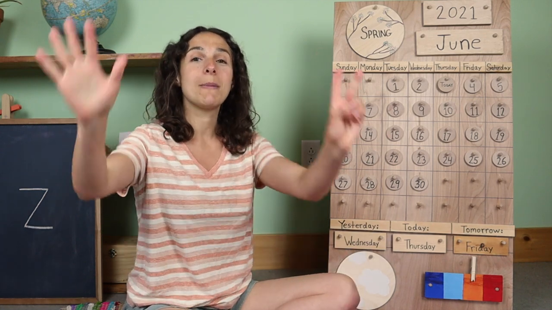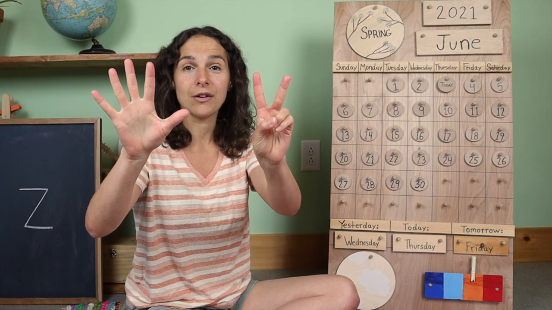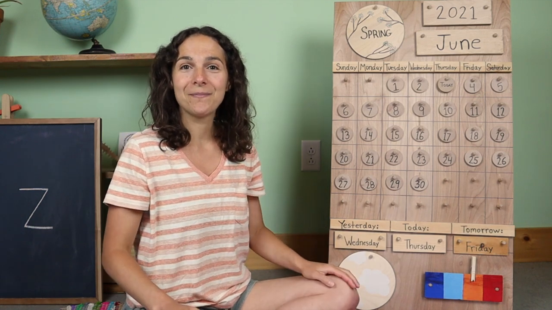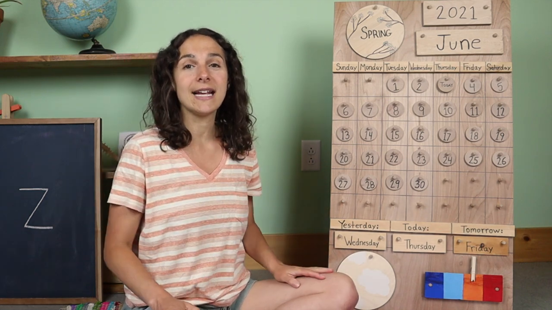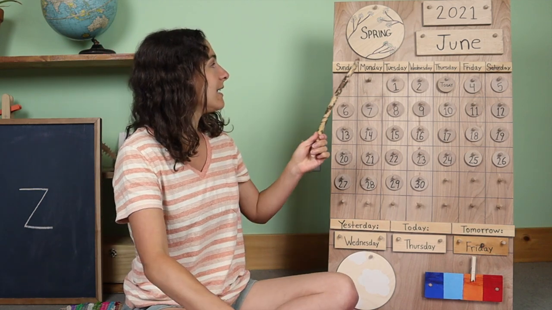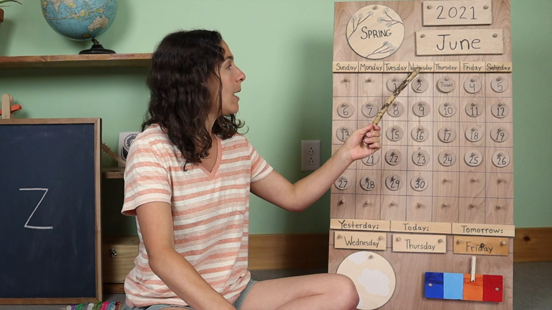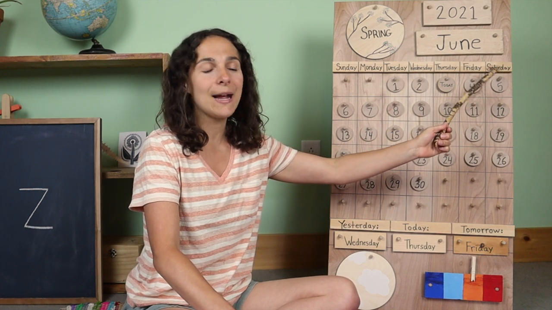Now let's hold up 7 fingers like this to sing the days of the week song together. Will you sing with me? There are 7 days, there are 7 days, there are 7 days in a week. Sunday, Monday, Tuesday, Wednesday, Thursday, Friday, Saturday.